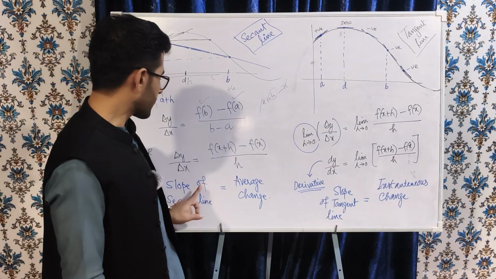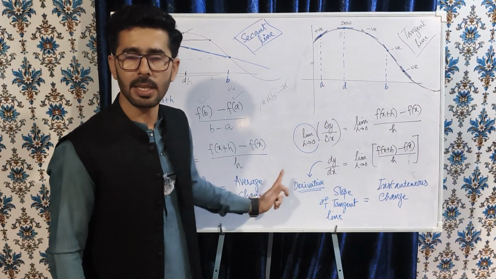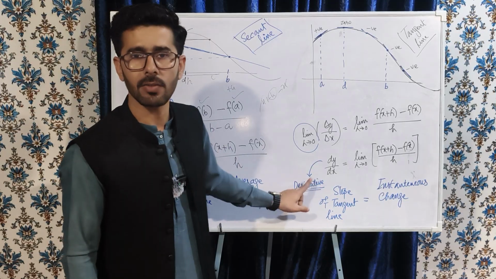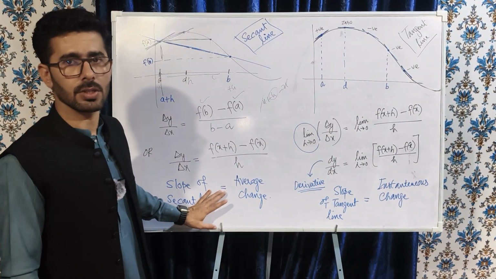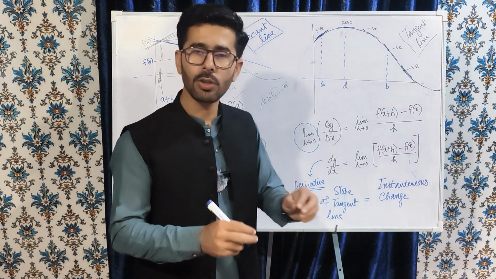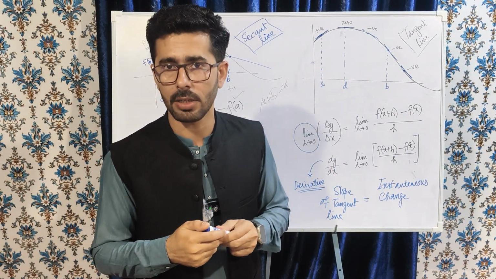So from the slope of secant line, we came to slope of tangent line. The secant line now converted into tangent line when we applied the limit. And now this is no more average change. It's an instantaneous change. You are studying change on every next instant that's happening.